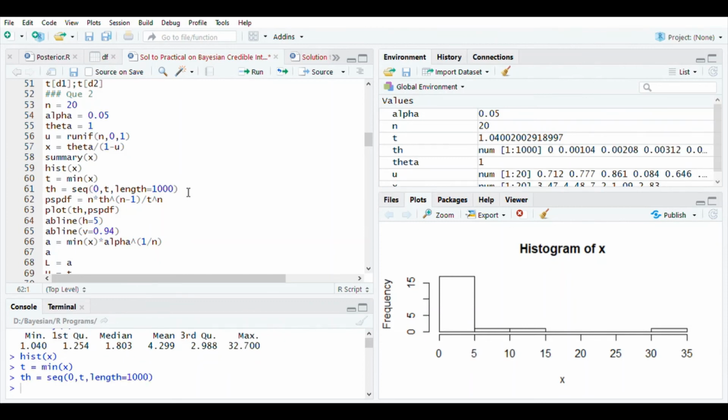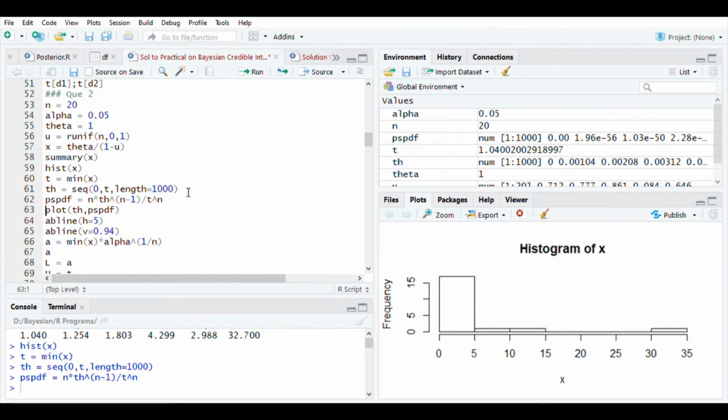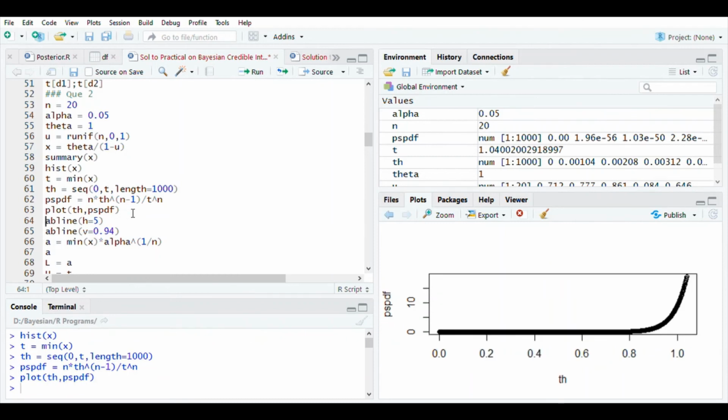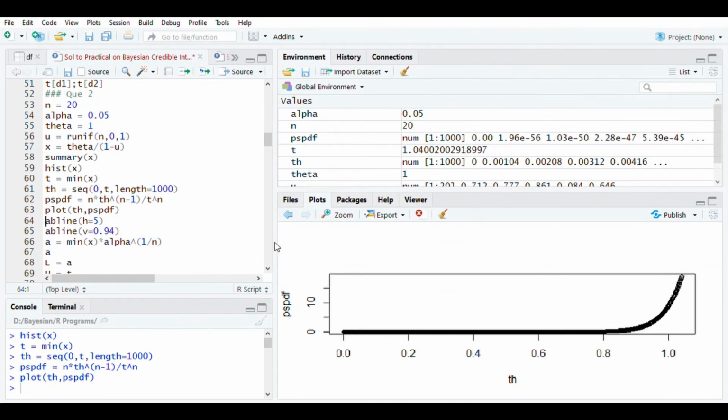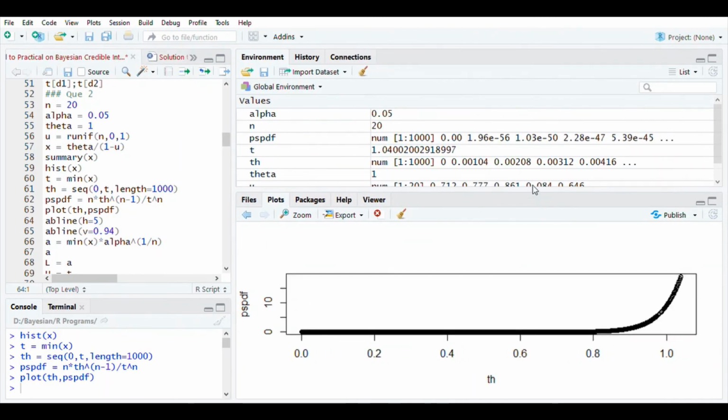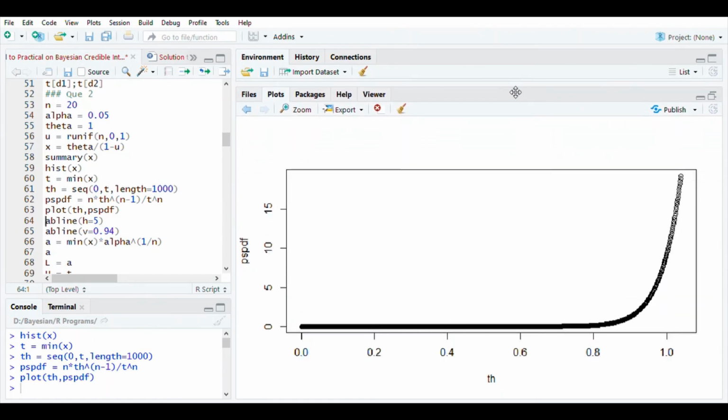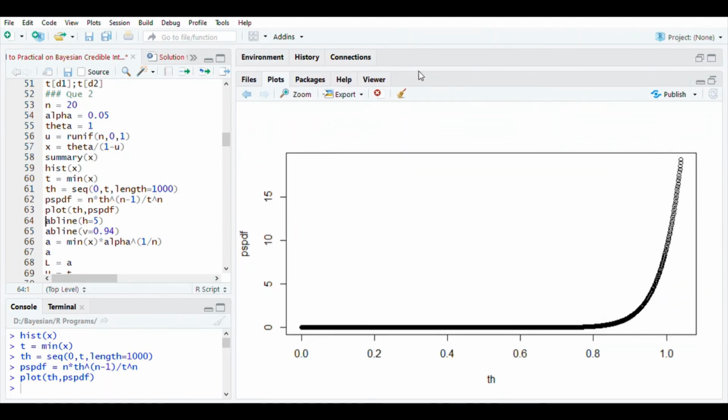Now I'll calculate the posterior PDF for all these values stored in th, and we'll store these values of the posterior PDF in the variable ps PDF. Now let us have a look at the plot. So see, as we have noticed earlier, the posterior distribution is an increasing function of theta. In fact, it is almost constant till the point 8, and then it rapidly increases.